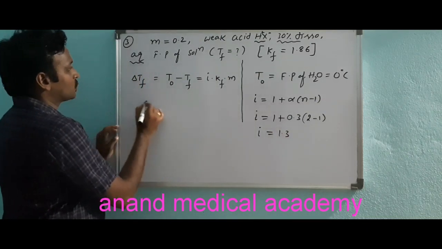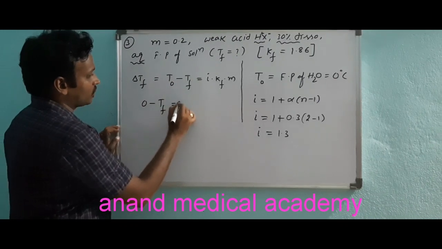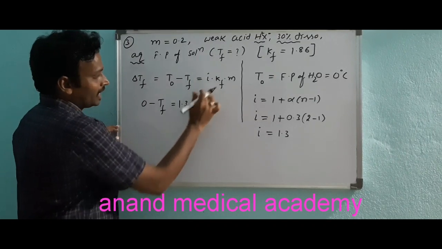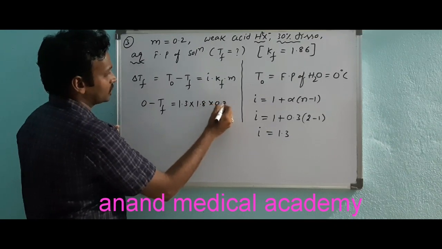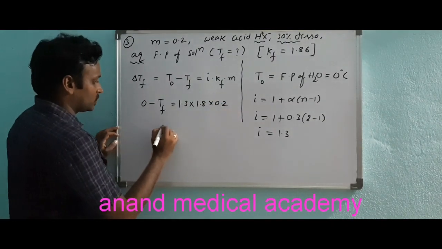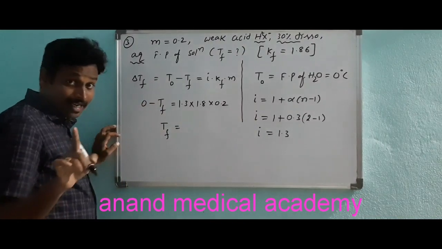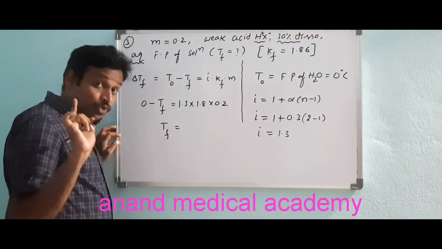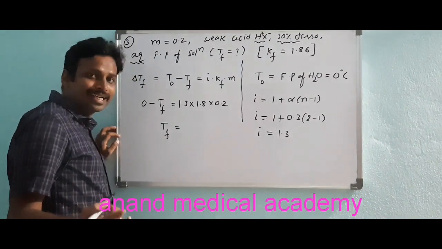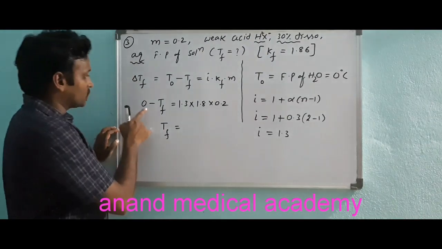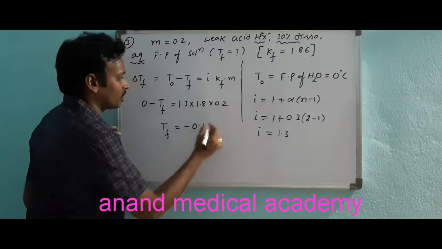If you substitute, what is T naught? 0. So 0 minus Tf is equal to 1.3 into Kf value, which is around 1.8, and molality is 0.2. If you simplify, you will get the Tf value. But Tf value will come in negative. It is very clear, and you should be very confident, because they will give you the positive answer also along with the negative answer. Here you are getting a negative answer because of 0 minus Tf. So Tf is around minus 0.48, something like that.